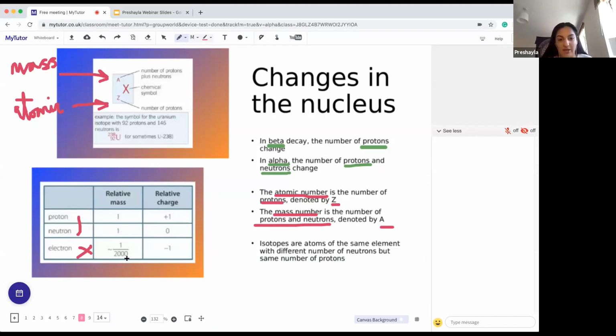So then we move on to the charge. The charge of a proton, as we know, is positive. The charge on an electron, as we know, is negative. But the charge on a neutron is 0 because it's neutral. So we have this charge and mass for the proton, neutron, and electron.